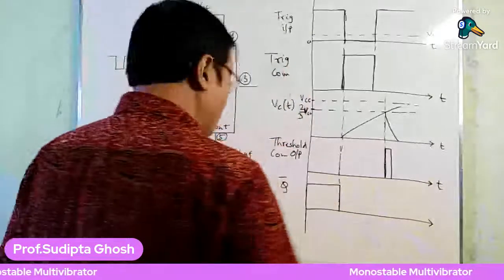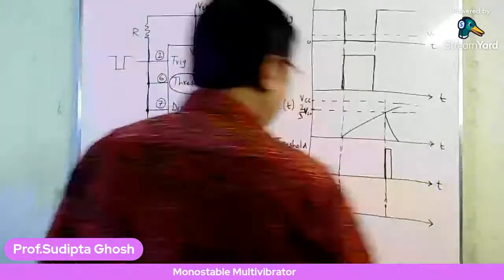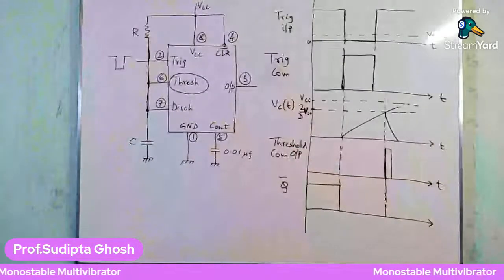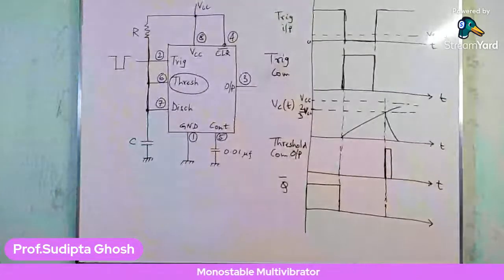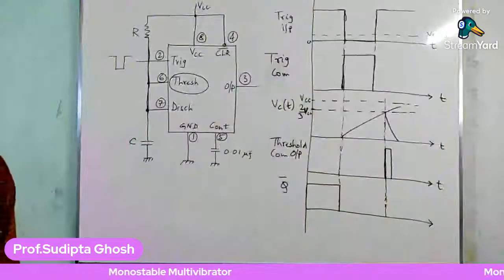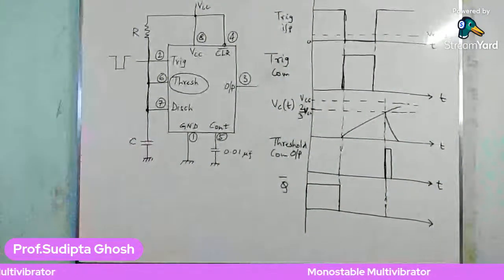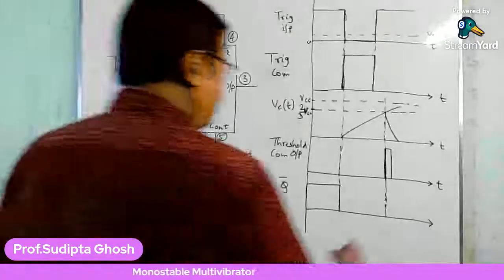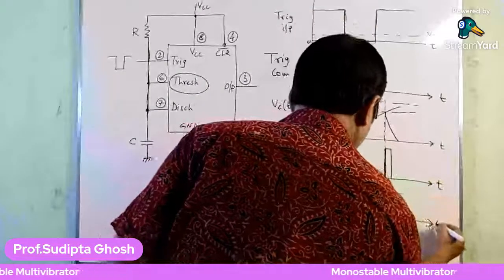And because when the threshold comparator goes high, the reset input of the RS flip flop goes high. When the threshold comparator goes high, the reset pin goes high, and that will make Q equal to 0. Certainly Q bar will be high. So here the Q bar value will be high.